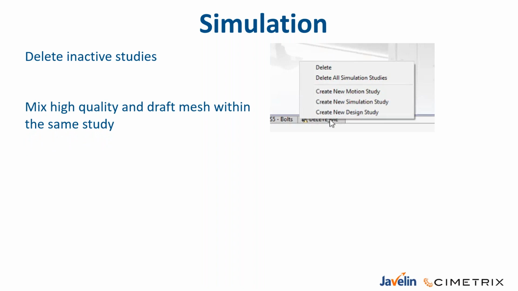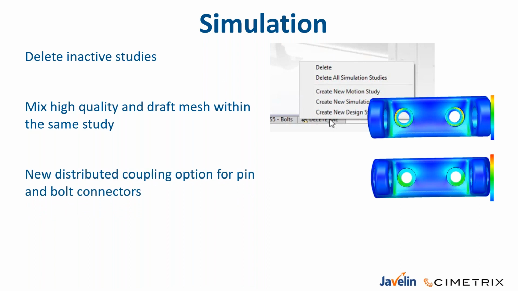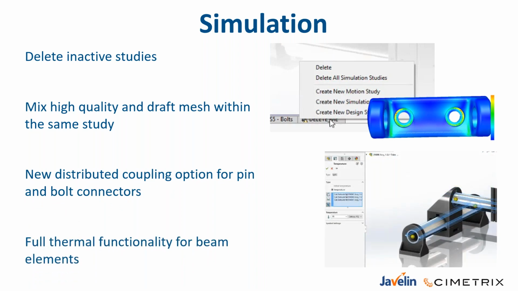We are also now able to better use meshes to get us the results we need. You know, the coarser your mesh, the faster it's going to solve, but the less good your results will typically be. Well, being able to run with a high quality or draft mesh more flexibly is going to give you better results faster. We are also able to use distributed coupling now for pin and bolt connectors, which is going to give you more realistic results. And we have thermal functionality for beams.